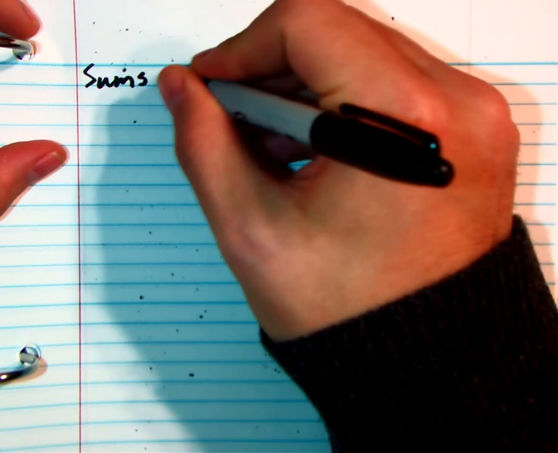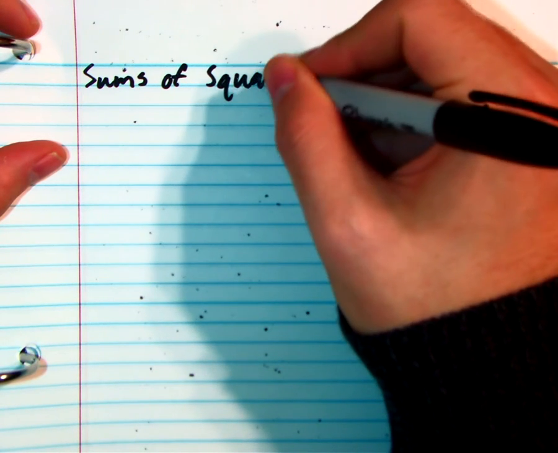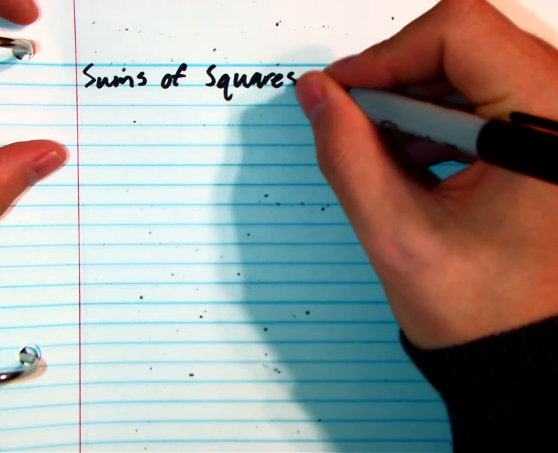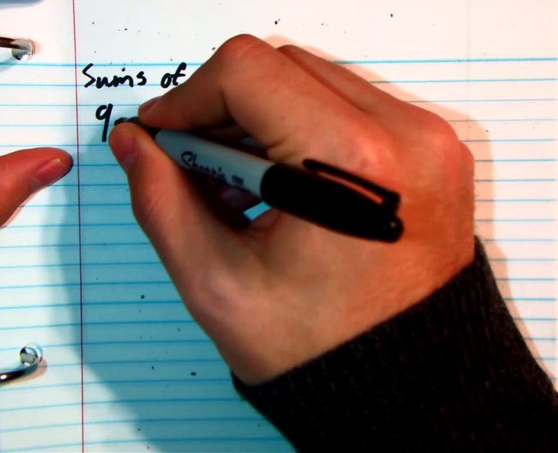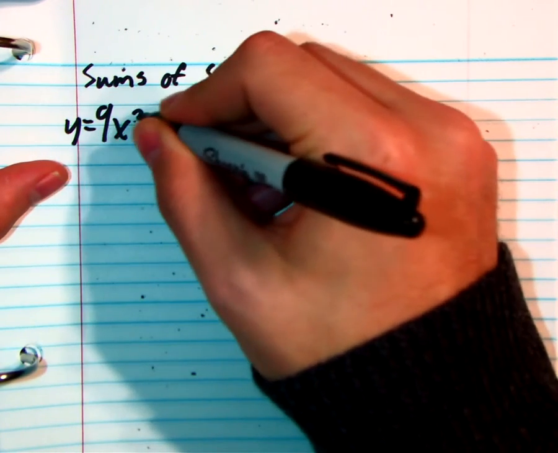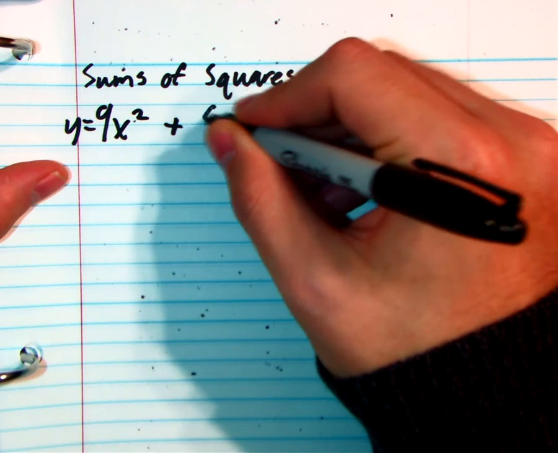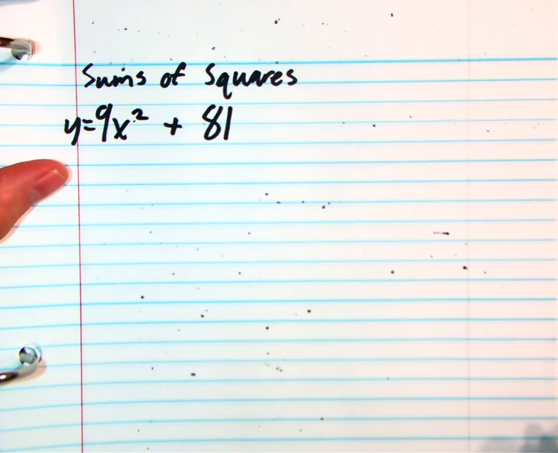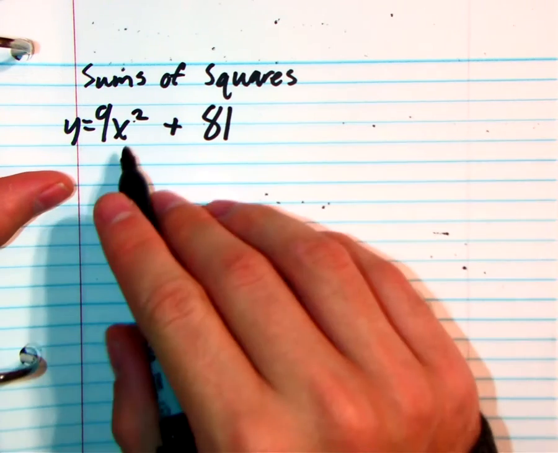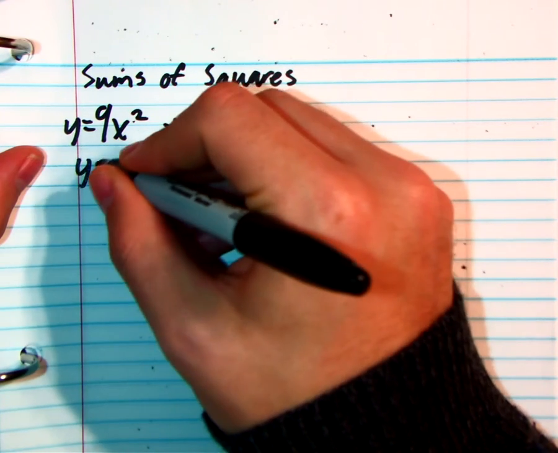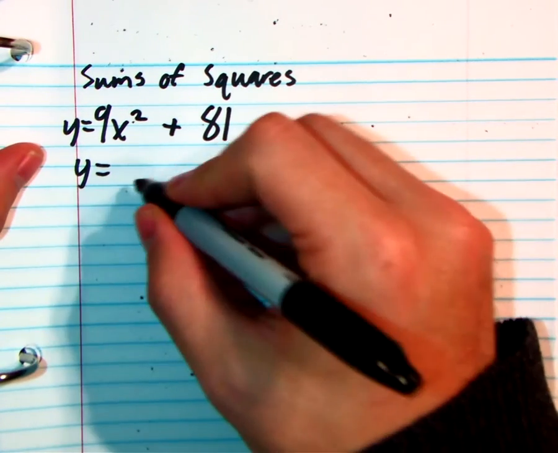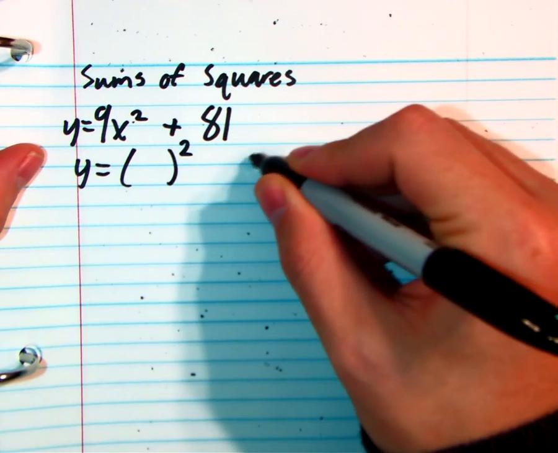Let's look at sums of squares polynomials. The first example we're going to look at is y equals 9x squared plus 81. So, why am I calling this a sums of squares polynomial? Well, it's because it's in a very similar form to my last polynomial.